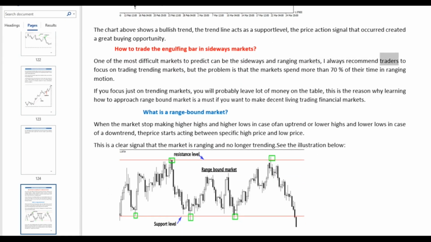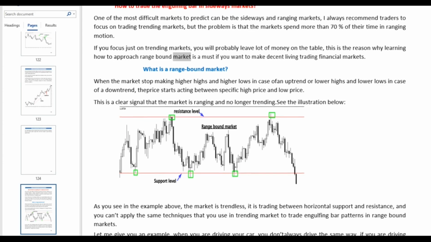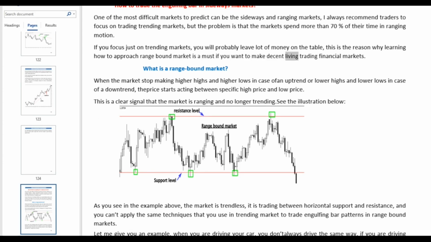I always recommend traders to focus on trading trending markets, but the problem is that the markets spend more than 70% of their time in ranging motion. If you focus just on trending markets, you will probably leave a lot of money on the table. This is the reason why learning how to approach range-bound markets is a must if you want to make a decent living trading financial markets. What is a range-bound market?